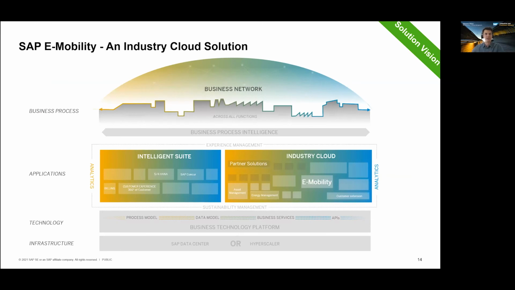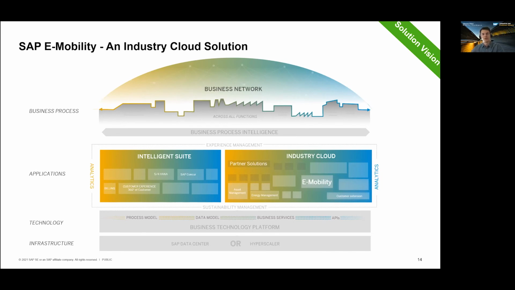SAP E-Mobility is an industry cloud solution built on the SAP Business Technology Platform, as mentioned before. And the SAP Business Technology Platform is the technology platform for the intelligent enterprise, which allows customers to build, integrate, and extend business applications. SAP E-Mobility runs on the infrastructure of your choice, be it the SAP data center or any other large hyperscalers.